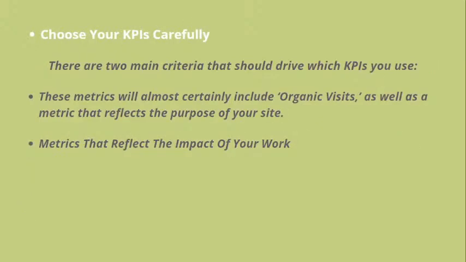Then choose your KPIs carefully. There are two main criteria that you should consider when choosing which KPIs to use. These metrics will almost certainly include organic visits as well as a metric that reflects the purpose of your site. Means what is the goal of your site. And the second one is a metric that reflects the impact of your work. Means after all this, what is the impact of your work?